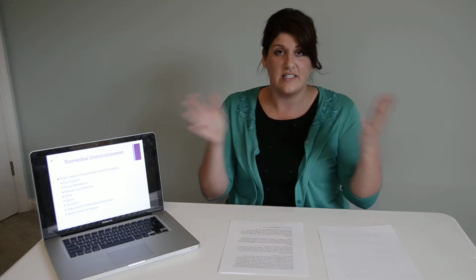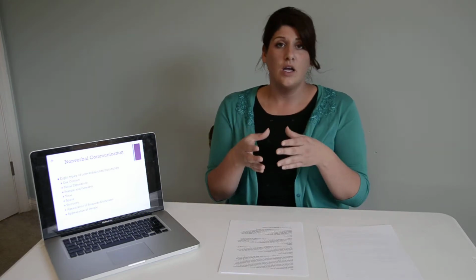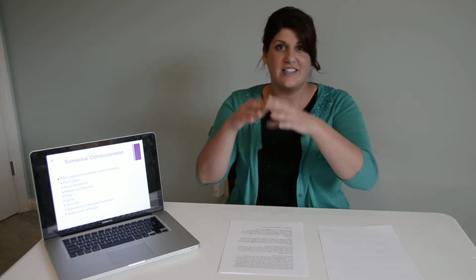Space, that has a lot to do with the layout of the way a business is, where the furniture is placed. Do they put up cubicles? Do they have walls? Do they have no walls? Do they have seats close together? Do they have seats far apart? Do they sit in circles? All of this says a lot about how the company operates.